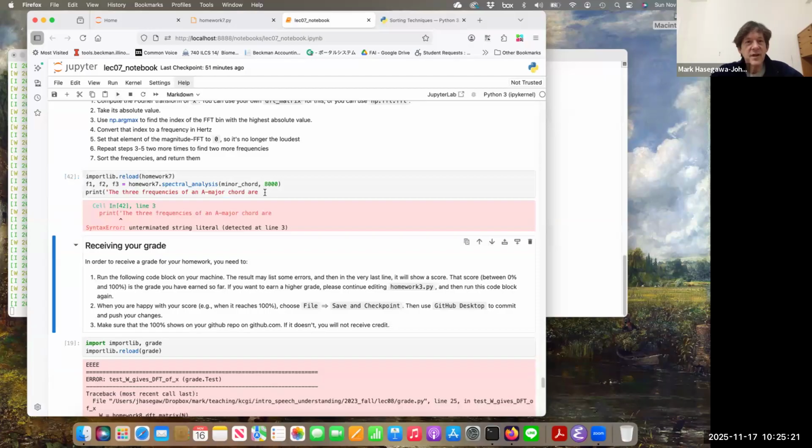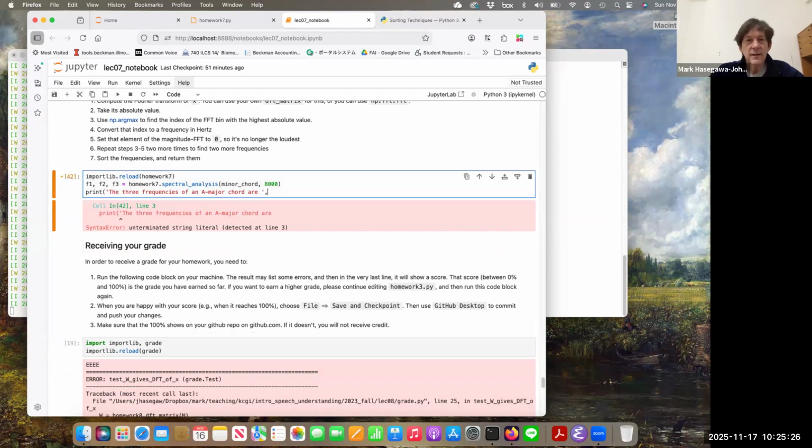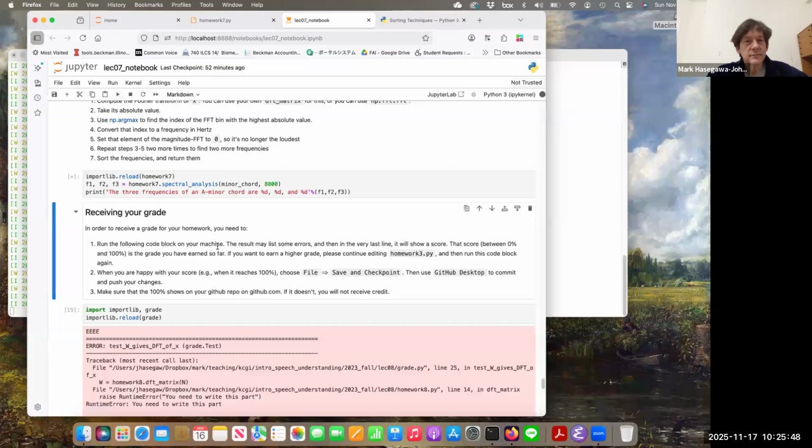The three frequencies of an A major chord are F1, and this will no longer be an A major, this will be an A minor chord because I'm sending in the minor chord. It's multiplying by an 8,000 by 8,000 sample matrix. That could be somewhat large.